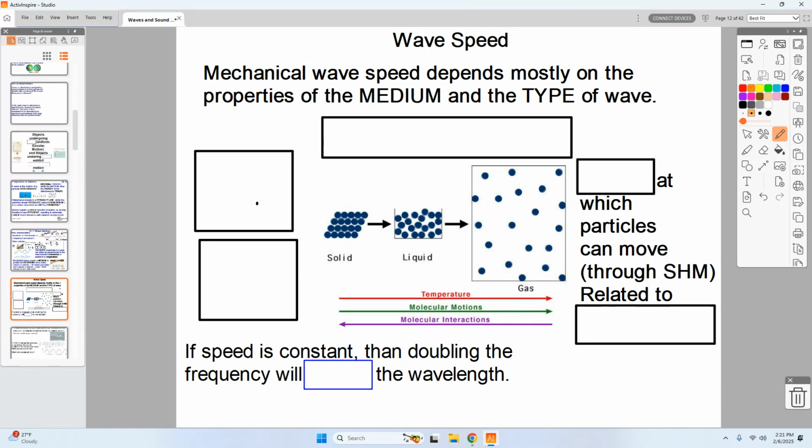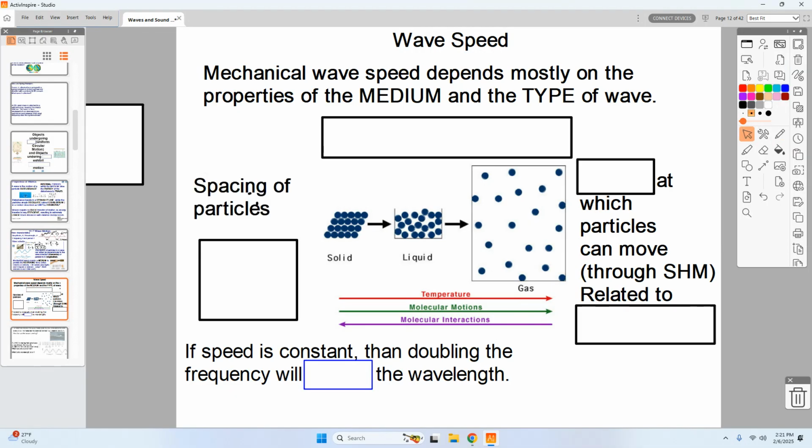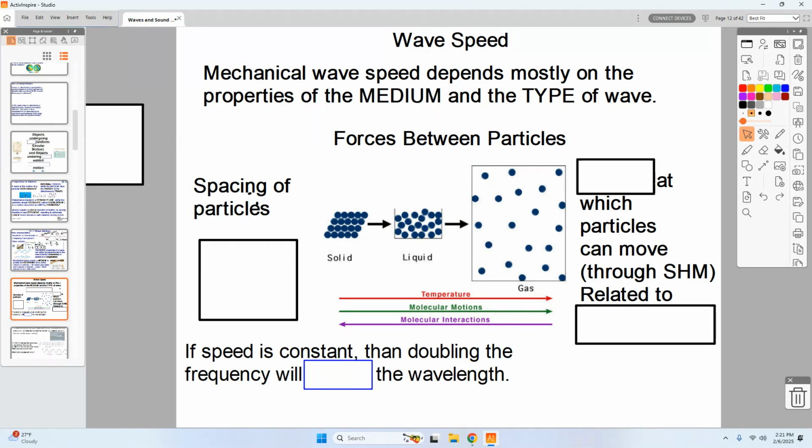So the particle spacing is something that plays a role. The spacing of particles is important. Solids have really close particles, and they are very strongly interconnected. So you could expect that mechanical waves will transmit pretty quickly through solids because particles are really close and they are really strongly connected. Now, there's other factors that come into play.